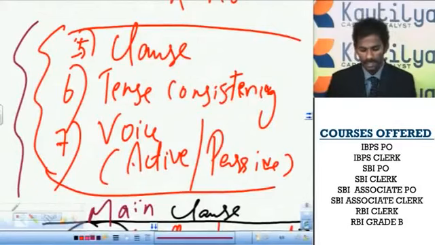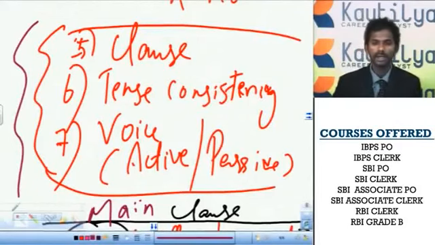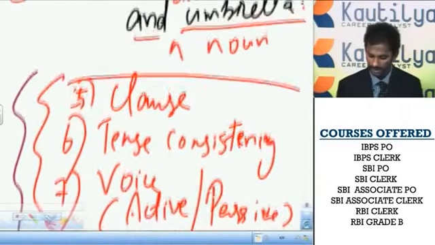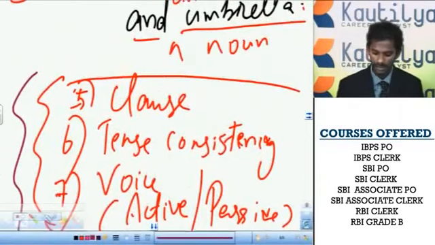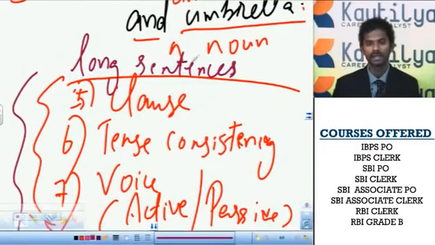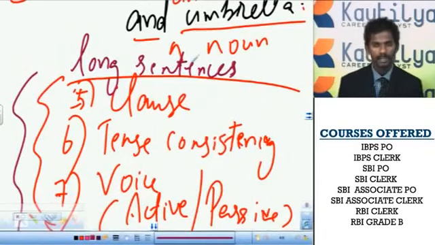Clear? Now, these 3 concepts must be taken together, and these 3 concepts are for long sentences. Clause, tense consistency, and voice are for long sentences. Now, in the case of sentence correction, we may come across long sentences as well as short sentences. Clear? So these 3 concepts, clause, tense consistency, and voice, must be applied onto long sentences. I told you what a clause is. Tense consistency you already know.